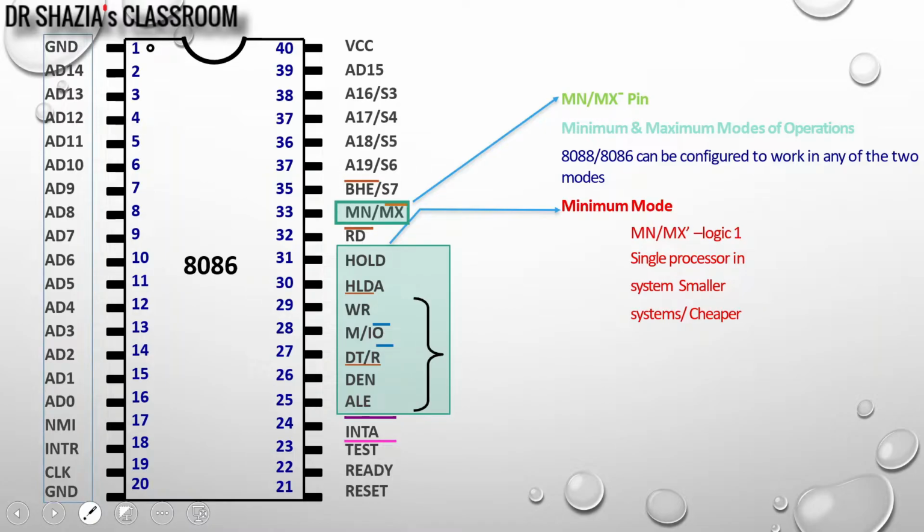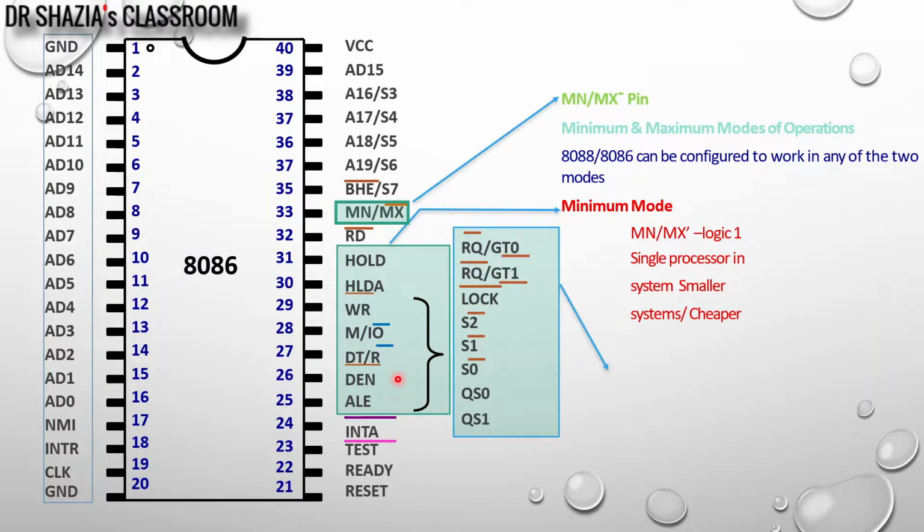In minimum mode of operation, when this MN/MX bar signal goes high, the processor will be operating in minimum mode. In minimum mode, there will be only a single processor present in the computing system, only an 8086 or only an 8088 processor. The system will be smaller, and a cheaper system can be designed. And these are the set of pins which are available with the processor operating in minimum mode of operation.